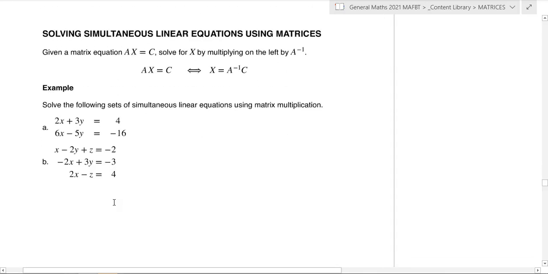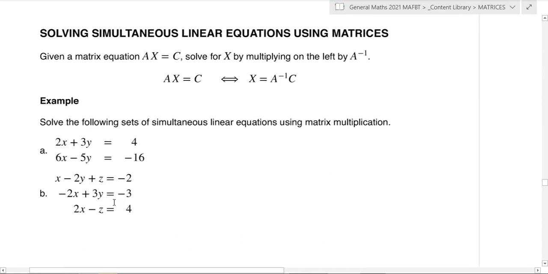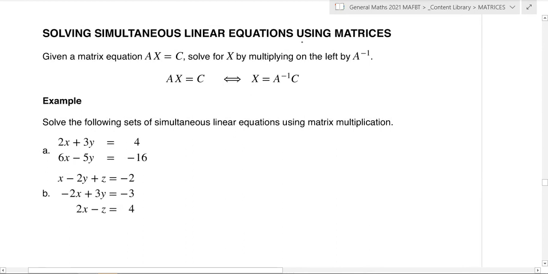Okay, so the reason why I asked you guys to watch the 2 previous lessons, so 5i and 8.5, is because you need to know how to do your inverse matrices. Okay, that's how we solve these.